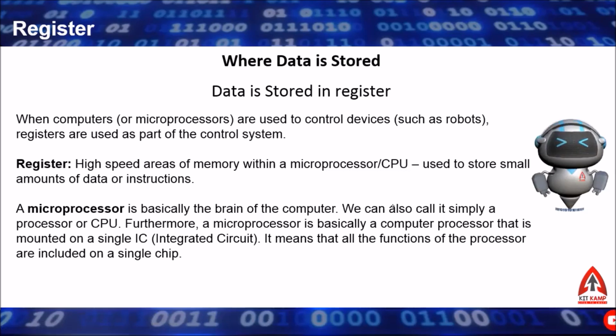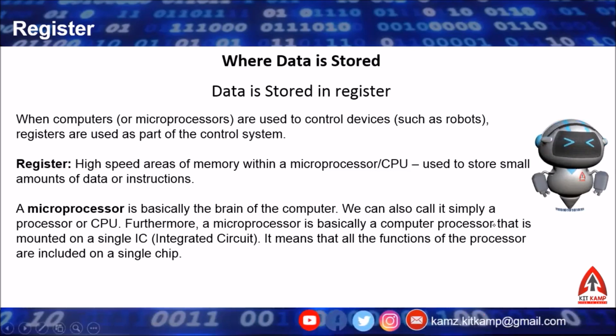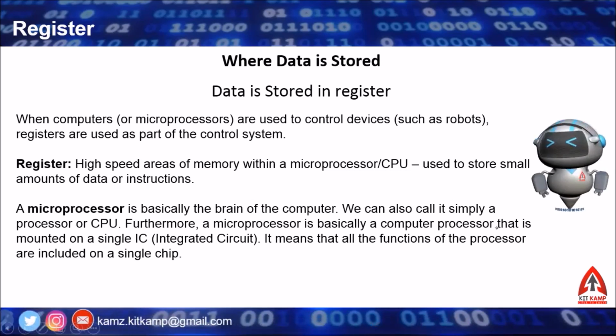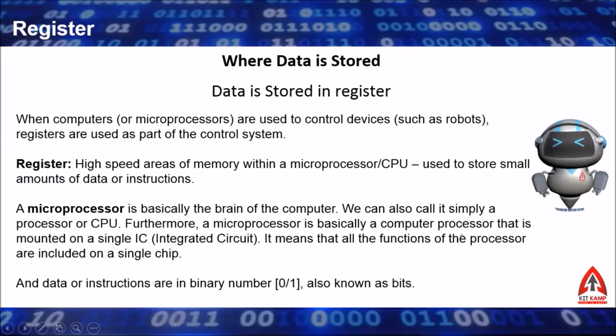Now, a microprocessor is basically the brain of the computer. We can also call it simply a processor or a CPU. Furthermore, a microprocessor is basically a computer processor that is mounted on a single IC, integrated circuit. It means that all functions of the processor are included in a single chip. Our data or instructions are in binary numbers, 0 and 1, also known as bits. We have discussed binary numbers in the previous video, and the link is also shared in the description below. You can look into that video so your binary number concepts are also clear.